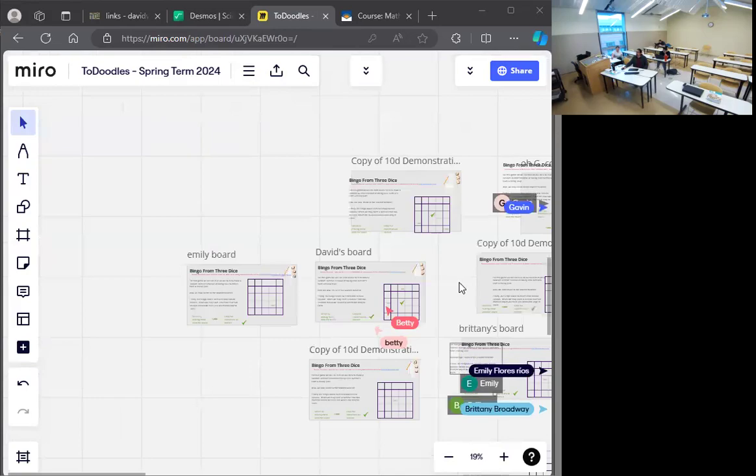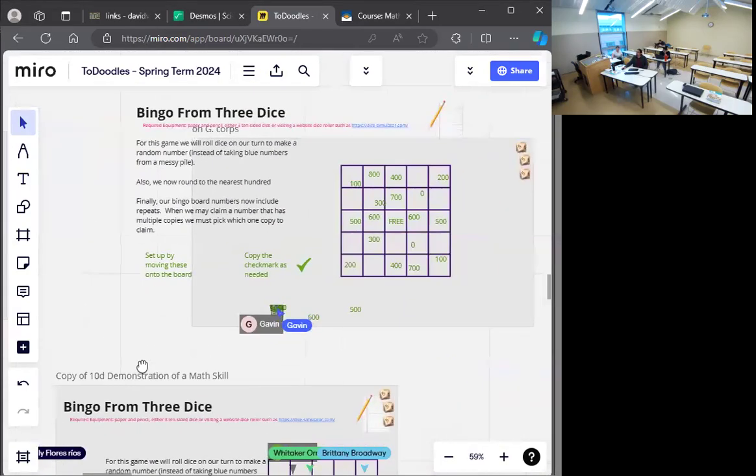Okay, I'm gonna zoom out and just look around, see how people are doing.